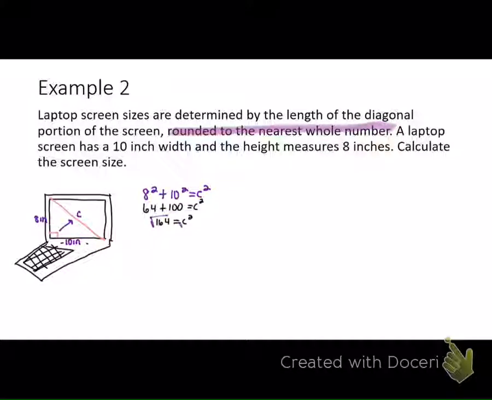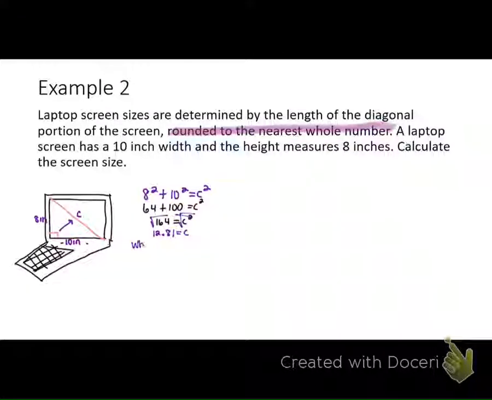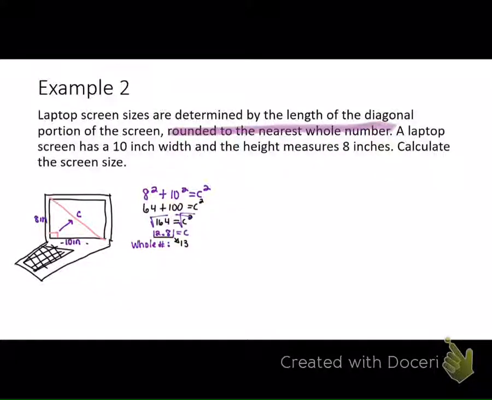So you wouldn't tell me that the length of this laptop is the square root of 164 or whatever that simplifies to. You would actually take the square root of 164, and you get 12.81. The problem tells you to round to the nearest whole number, right? So what is the nearest whole number of 12.81? 13. And remember, if it's 5 or bigger, you round up. 0 to 4, you round down. So this one is 13.